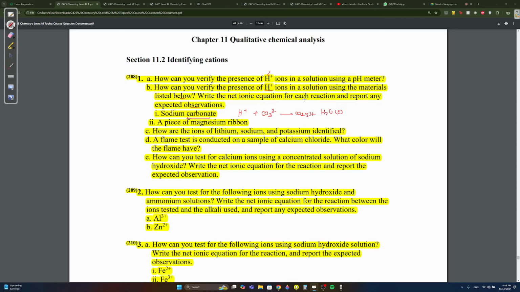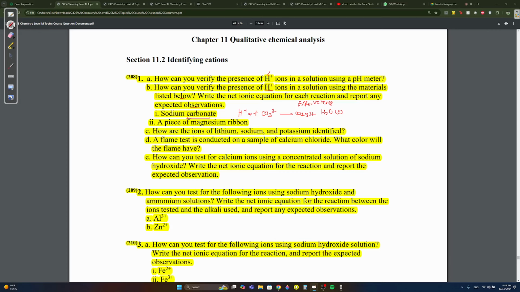So the expected observation would be effervescence. If they mention that the gas was tested, then you say that it turns lime water milky, or that it releases a gas that turns lime water milky. But you don't say the observation was lime water turning milky, because you didn't say you added lime water. That is the marking scheme.